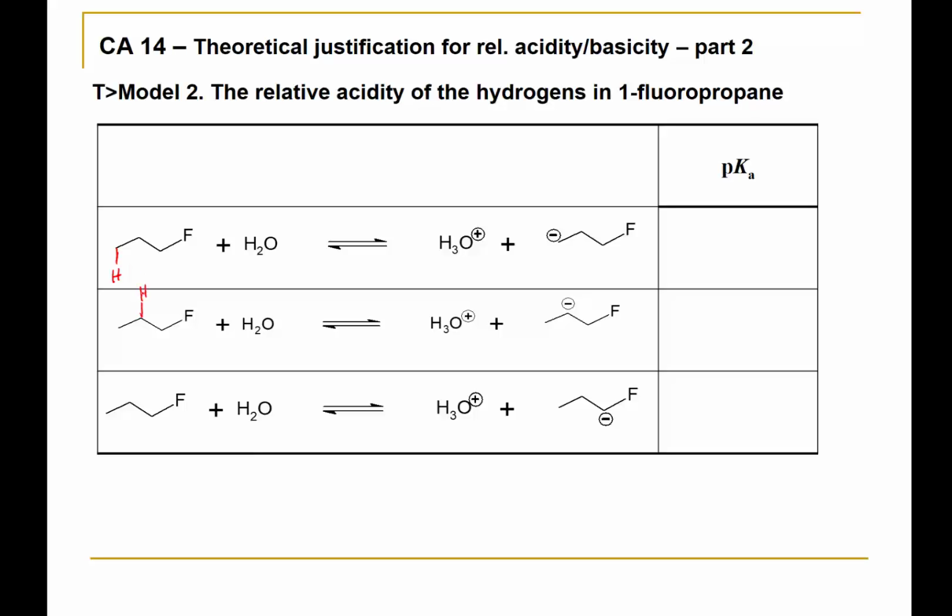Alternatively, it could be the hydrogen one carbon away from the fluorine. Finally, it could be the hydrogen right next to the fluorine that could be removed. Now you're asked to consider, or at least make a prediction about, what the pKa's would be for each of these protons. So in key question number 3, I make the statement that the values for the pKa's for the 3 different possible conjugate bases are 40, 36, and 29.